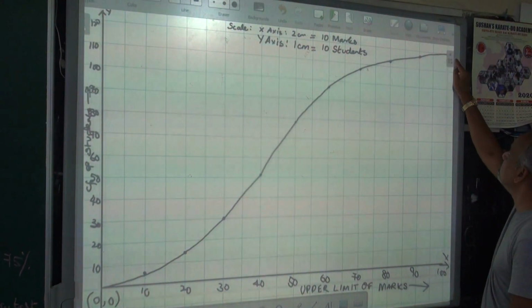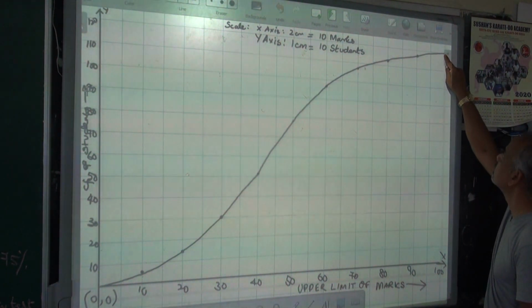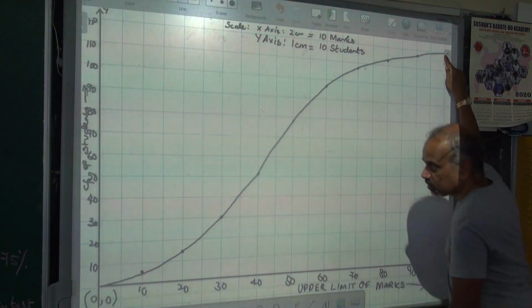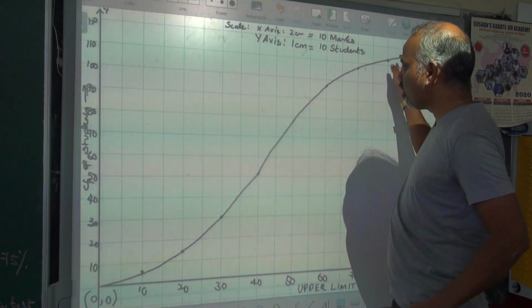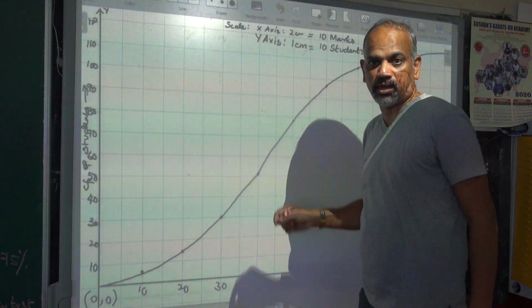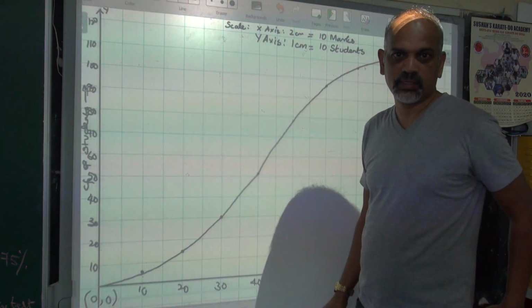You can't see the point because of this. Okay. So this point is 120. So I've got all these points. Now what you have to do is, you will have to join them freehand, not using a ruler.